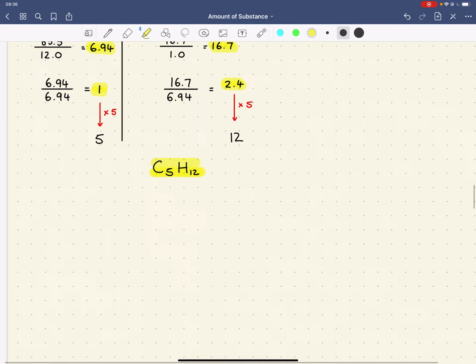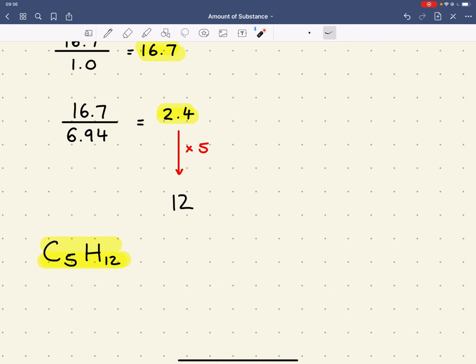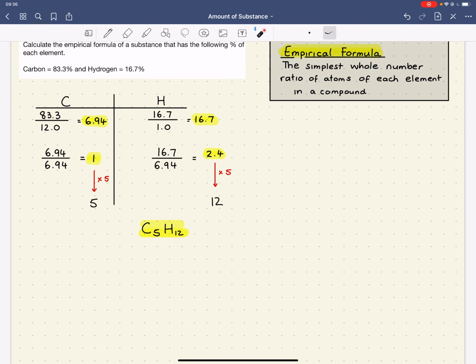I will say now that, for example, if you did multiply both of these by 2, you'd have got 2 to 4.8. You cannot round 4.8 up to 5. You've got to be very, very close to a whole number, and 4.8 isn't close enough. So yeah, you times them by 5, and that gives you C5H12.